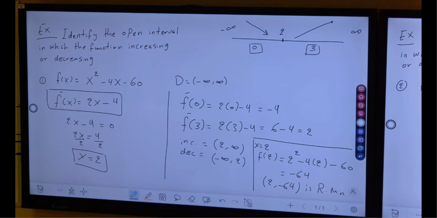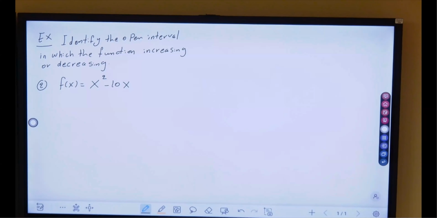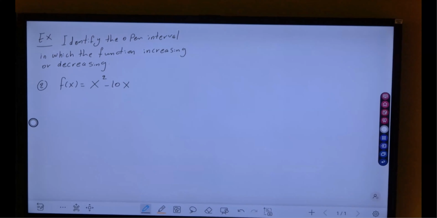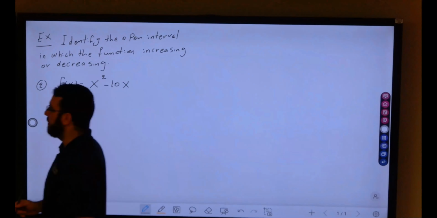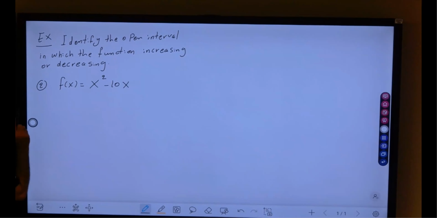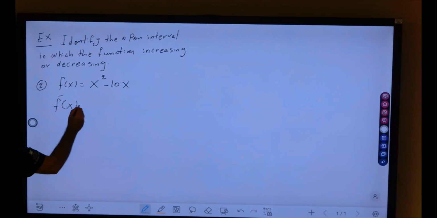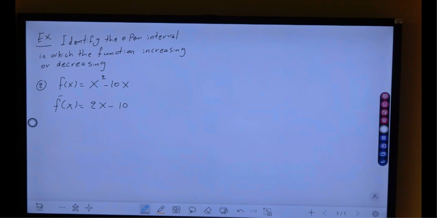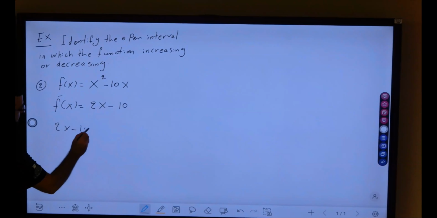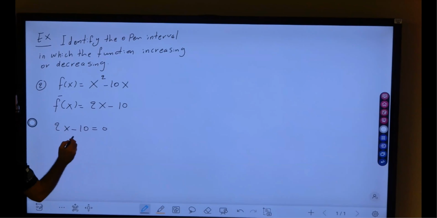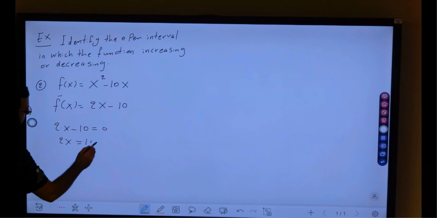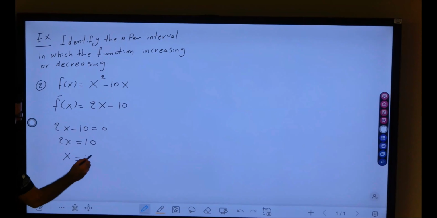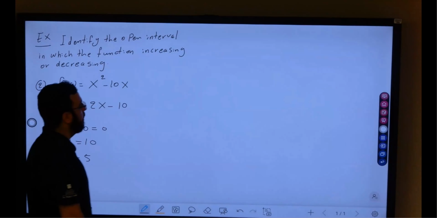Let's check the next example. We're going to do exactly the same steps. I'm telling you, we have to go by steps, from the easy one to the hardest one. So check the second example, we're going to do exactly the same thing. The derivative for this one is going to be 2x minus 10. Set the derivative equal to 0. That means 2x minus 10 equals 0, so 2x equals 10, then x is going to be equal to 5. So here our critical number is 5.